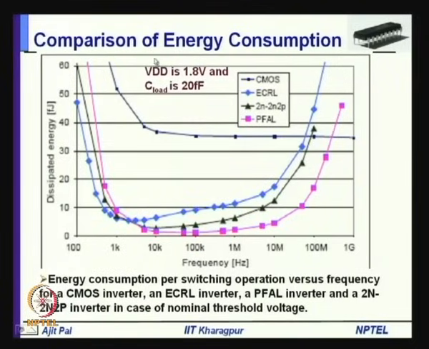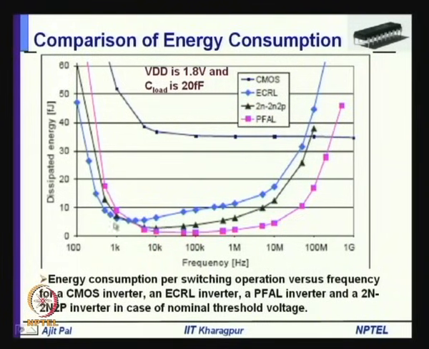Okay. Coming to the comparison of energy, you can see here the top line corresponds to the static CMOS, and it is being compared with ECRL, 2N, 2N TP and p-fall. Obviously, p-fall is giving the maximum reduction in dissipation of energy. So, this shows energy consumption per switching operation versus frequency of CMOS circuits. That means, as I have mentioned, the energy consumption will be more when the clock frequency is smaller.